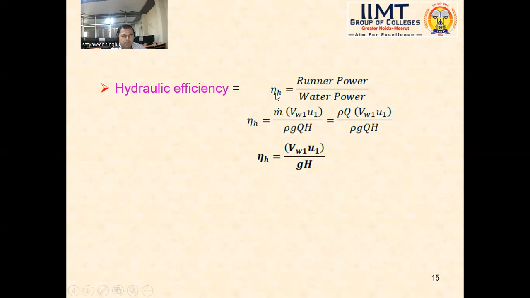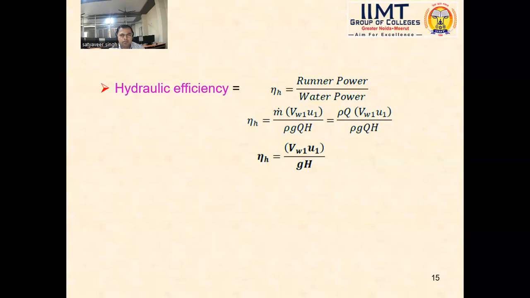H indicates hydraulic. Now, runner power is the power developed at the runner, and water power is the power developed by the water. So we can calculate with the help of the formula: eta H, the hydraulic efficiency, is equal to m dot Vw1 U1 divided by rho g Q H, where Q is the discharge, g is the acceleration due to gravity, rho is the density and H is the head.